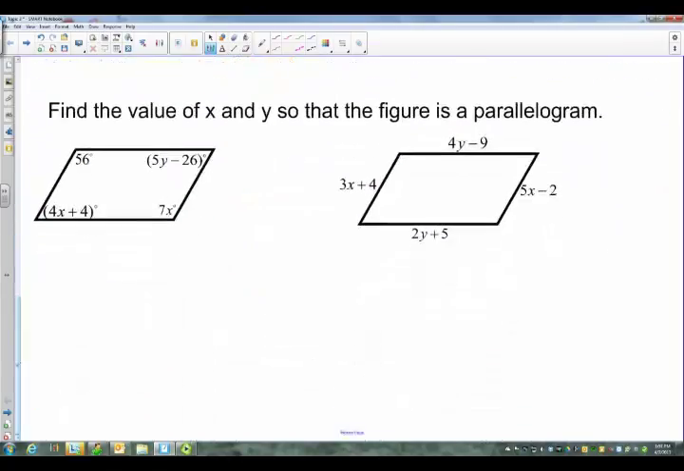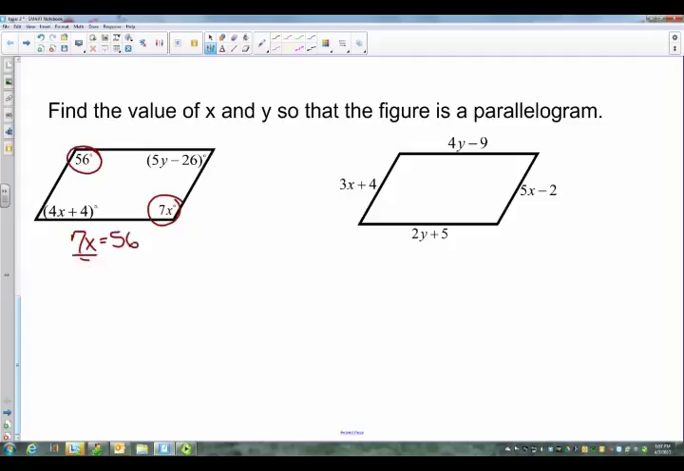Let's try an example to see if it can work out. We're given this picture. You see that I have angles. It tells me nothing about the sides, that tells me nothing about the angles. All it wants me to do is show that this will be a parallelogram. Here's how you do it. I want to prove that those are congruent. What does that mean? They're equal. So I take those two and set them equal.